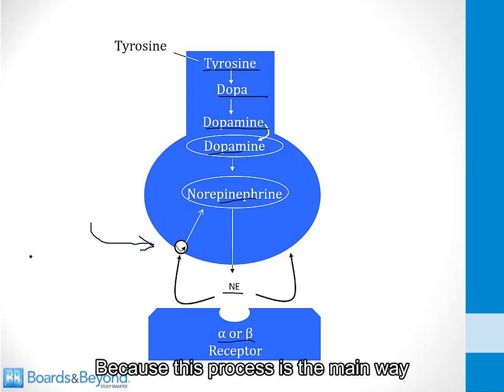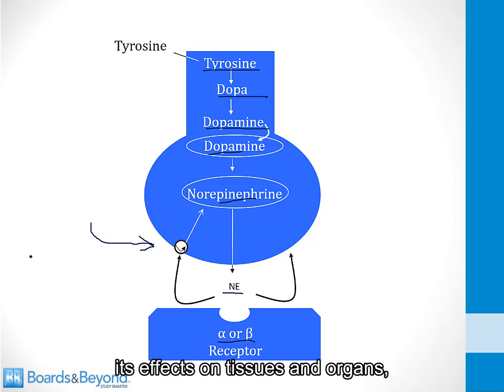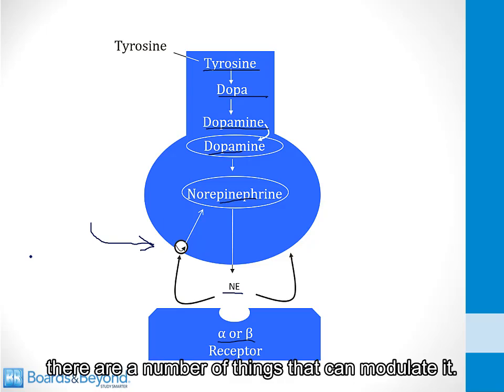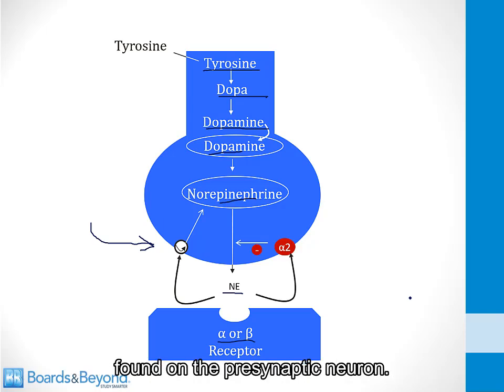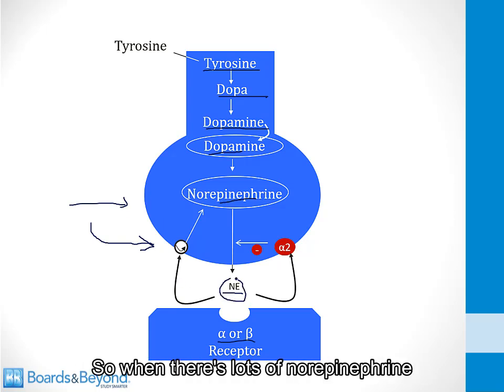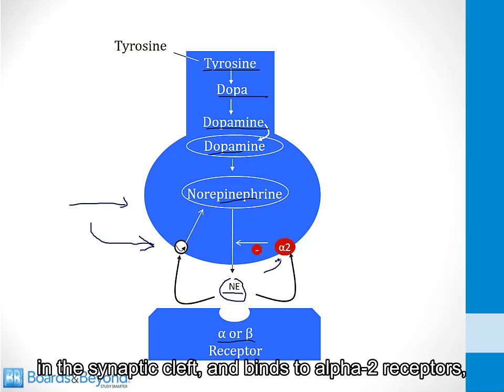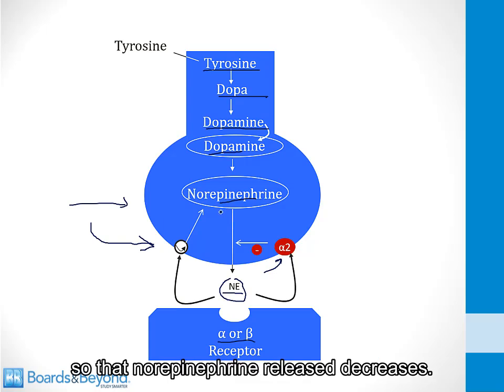Because this process is the main way by which the sympathetic system exerts its effects on tissues and organs, there are a number of things that can modulate it. First of all, there are alpha-2 adrenergic receptors found on the presynaptic neuron. That's this neuron right here. These act as negative feedback regulators. So when there's lots of norepinephrine in the synaptic cleft, it binds to alpha-2 receptors, and that slows this process down so that norepinephrine release decreases.